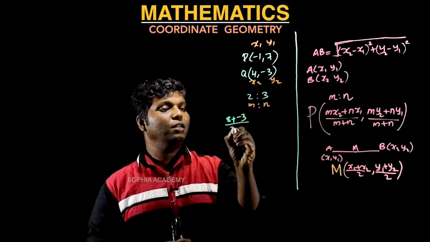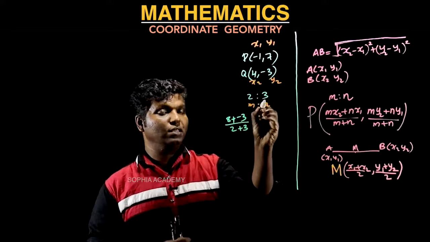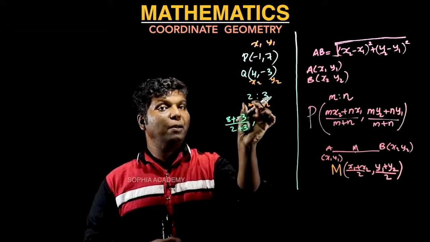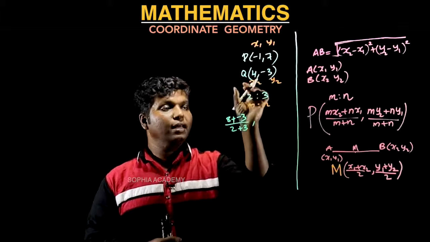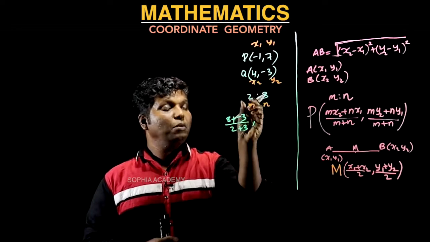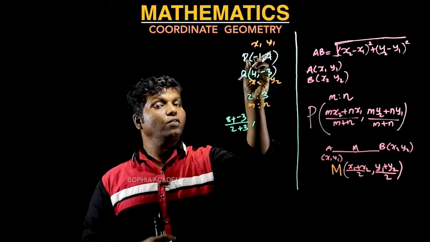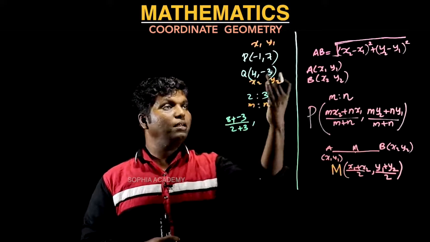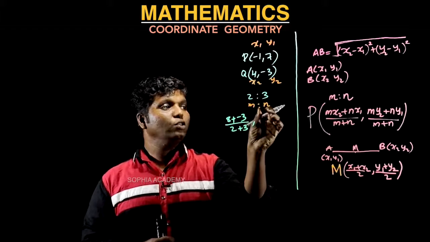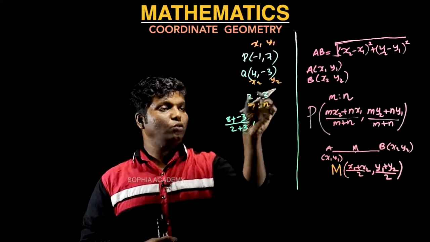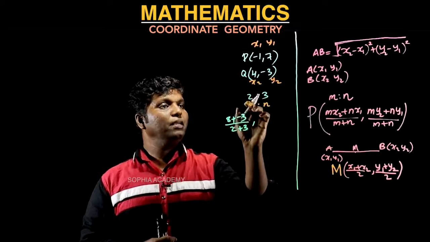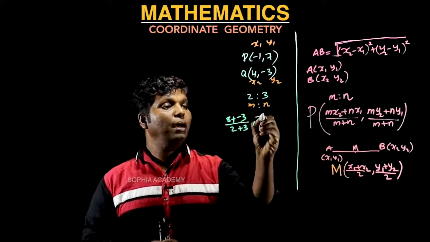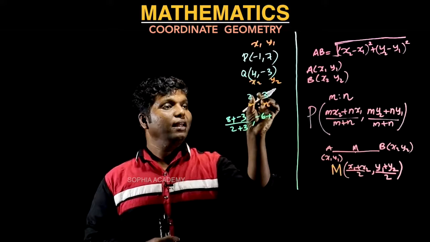Divided by, every time the denominator will be the sum of these two things, comma. See here, first you took the m and multiplied it with the x coordinate of the second, then added, multiplying n with the x coordinate of the first. The same thing you have to repeat in the next part. Here also you have to do m y2, first m into y2. m is 2, 2 into minus 3 is minus 6.